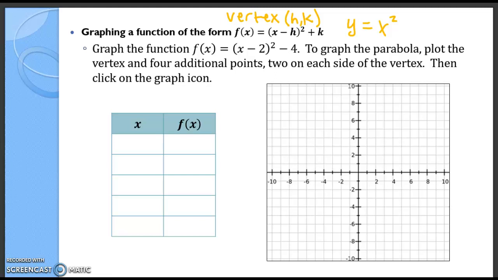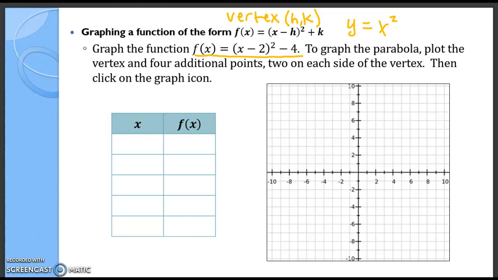Now make sure you understand this is x minus h, okay? So if there happens to be a plus in the middle there, then you have to account for that in our equation here. But f of x equals x minus 2 squared minus 4. So we want to graph the vertex.